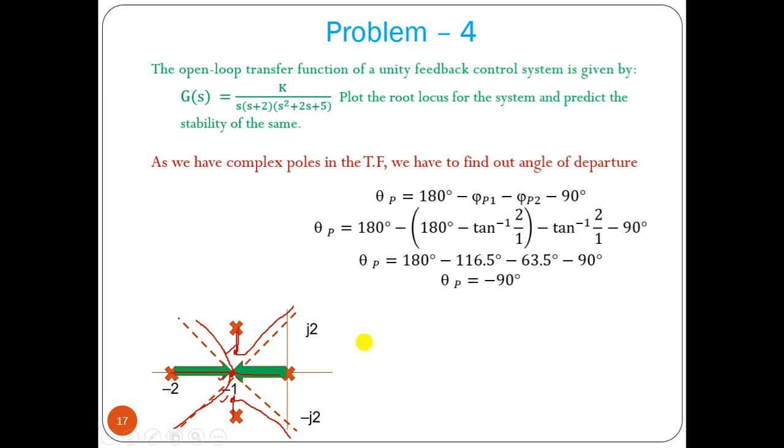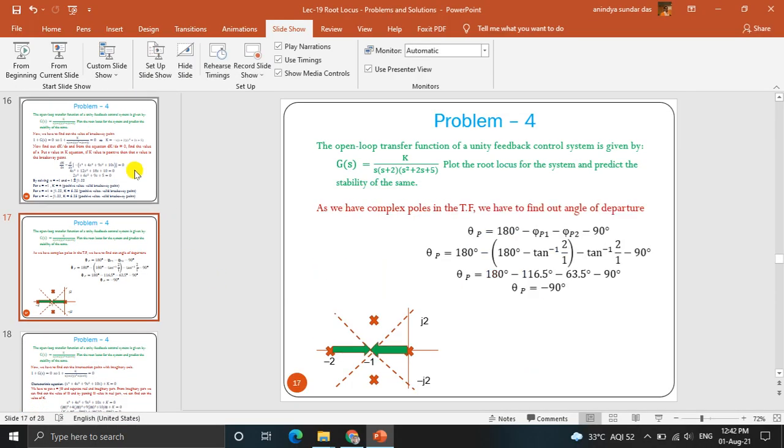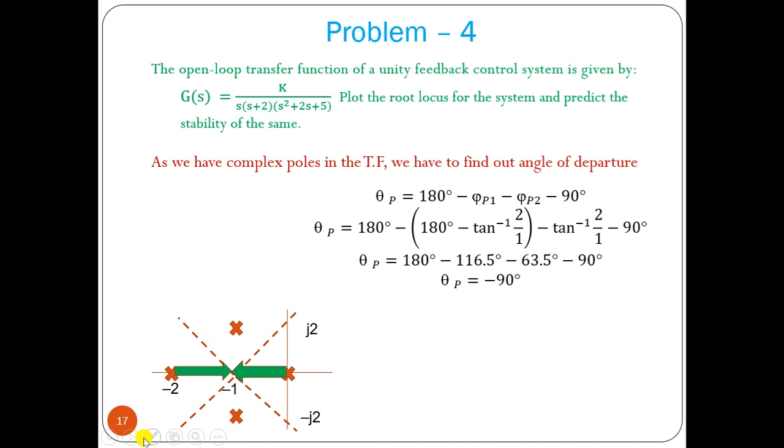Now what is the main aim? We have to find the angle of departure, with respect to this. So we connect this point to this pole and this pole. This is the angle 90 degrees. So 180 degrees minus phi p1. This is the angle phi p1, this is the angle phi p2, and this is plus minus 90 degrees. This is minus 90 degrees. We can write it directly because this is perpendicular.